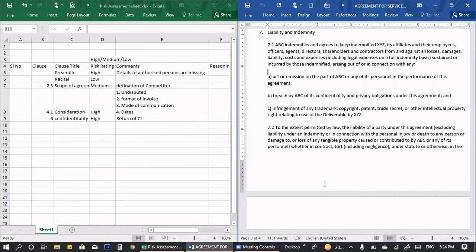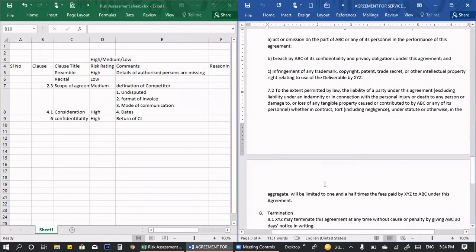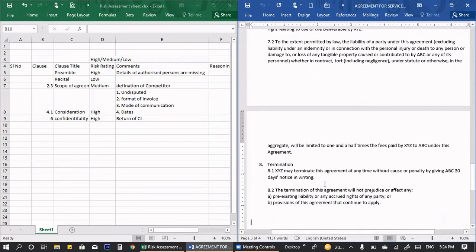Okay, moving next, an act or omission on the part of ABC or any of its personnel in the performance of this agreement, a breach of ABC confidentiality. Okay, so it is mentioned here. Next, 7.2 is liability. So they have mentioned the liability also. I'm not finding any major thing to flag.